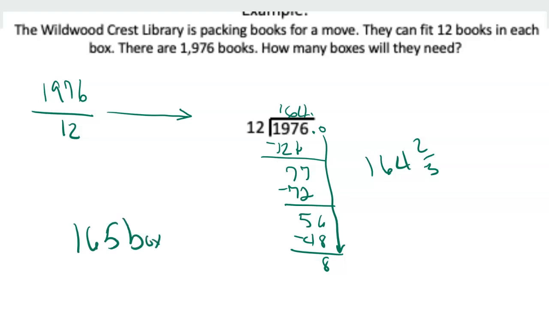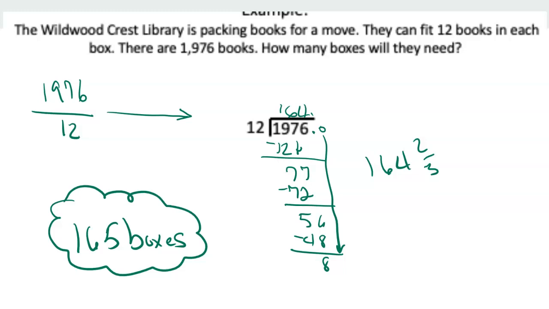So sometimes the question may ask you to either round up or down without specifically saying estimate your answer or round your answer. But because I have those 8 books left, I have to pack them into another box. That gives me 165 boxes. Okay, try the next 2 problems on your own. Come back, check your answers with the video.